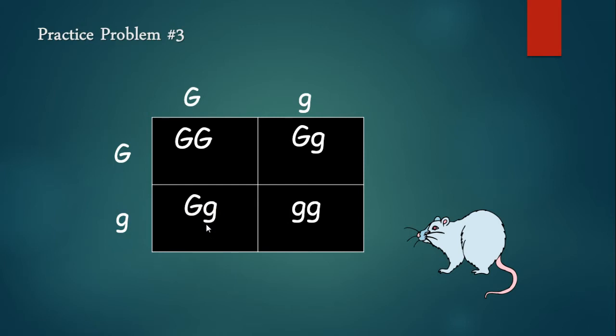Now let's figure out the phenotypes. Gray is the dominant color. White is the recessive color. Anytime we see a capital letter, whether we have one or two of them, those turn out to be gray. Anytime we have two lowercase letters, that turns out to be white.